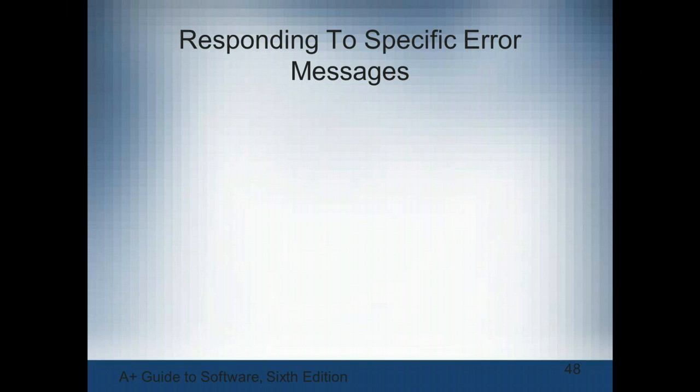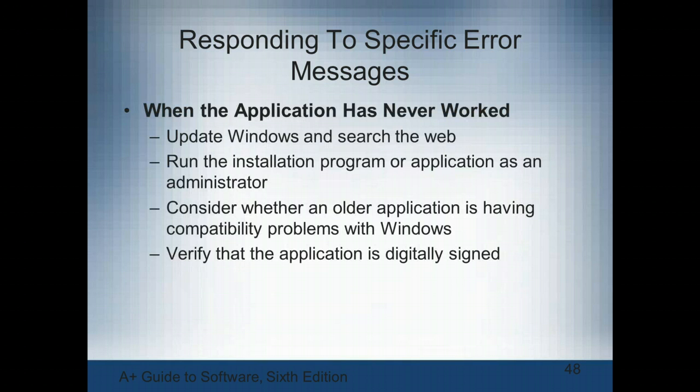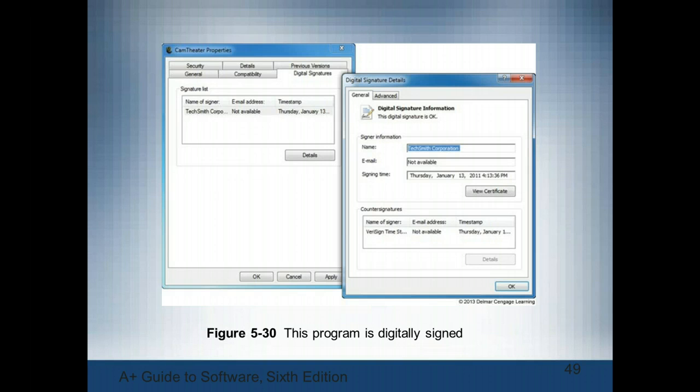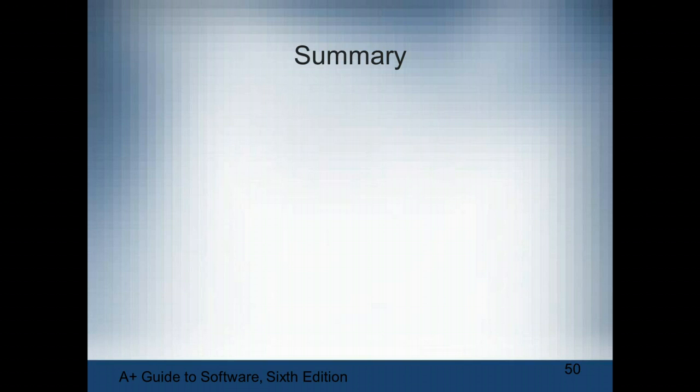Component services, those are really getting down into the weeds. An application has never worked: update Windows, run the installation program again. Does it work? And is it something that's compatible with that particular version? And that brings us to compatibility mode. Compatibility mode allows us to run it at some other Windows level. You can run it as Windows 95 or Windows XP or whatever else.